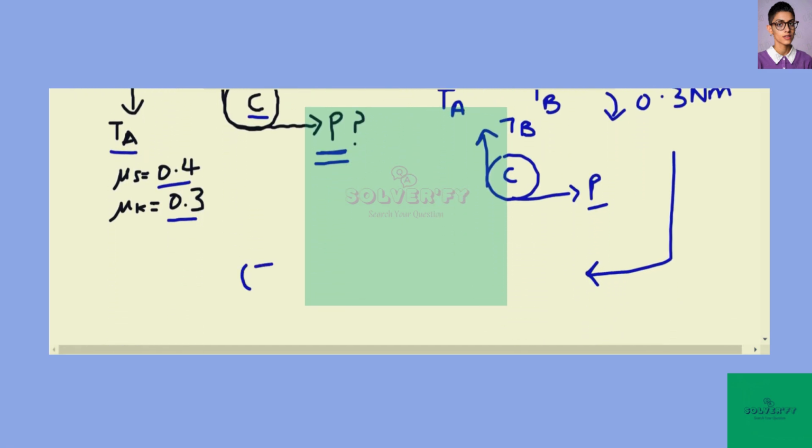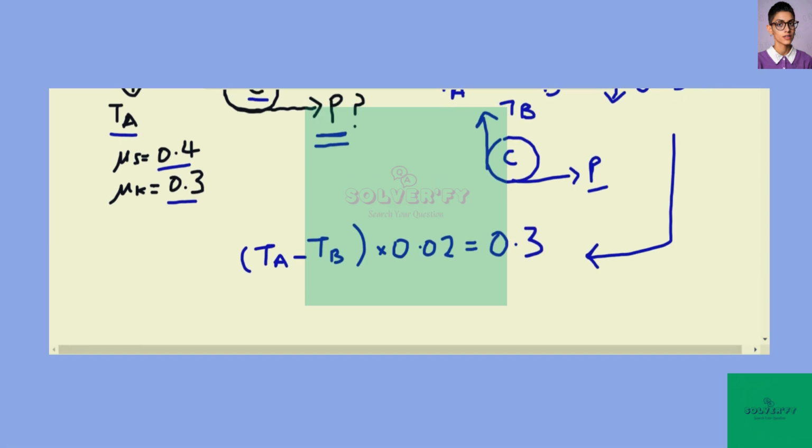So given our free body diagram of B, we'll take the difference between the tensions times the radius to be the moment of 0.3. So we get TA minus TB is equal to 15 newtons. And that's our first equation.